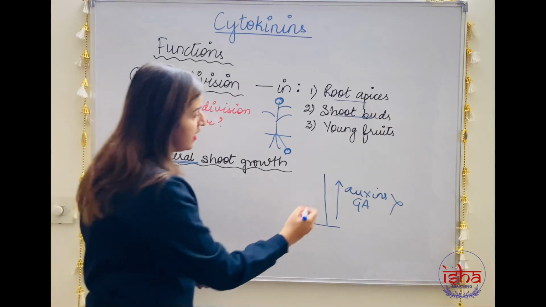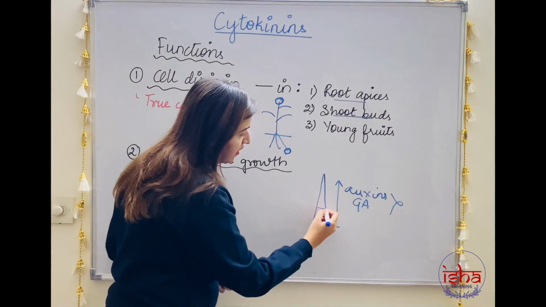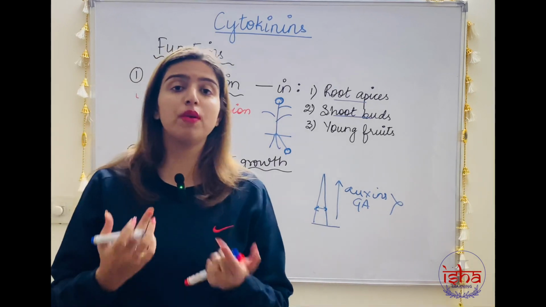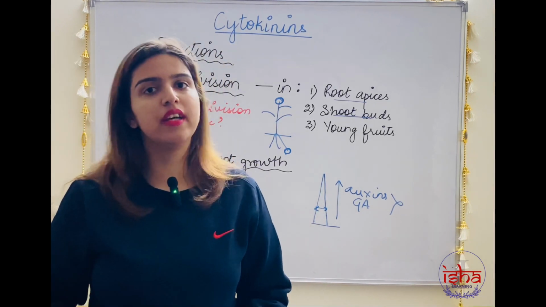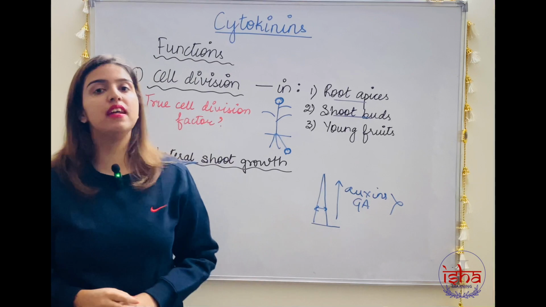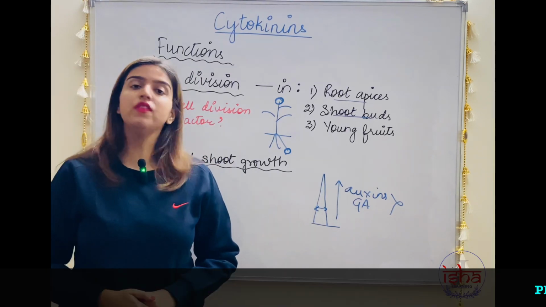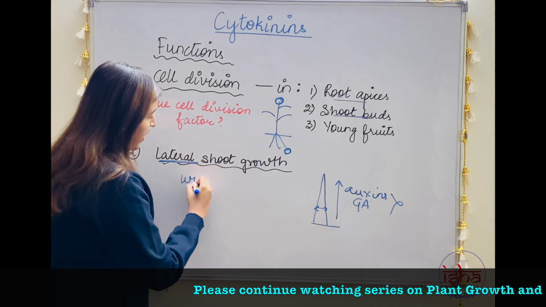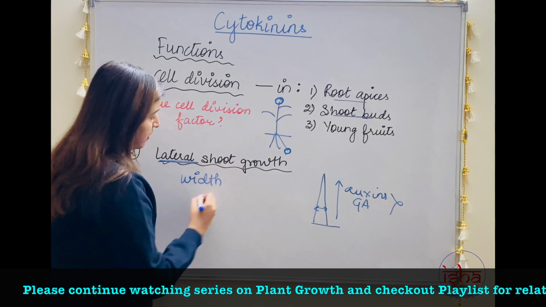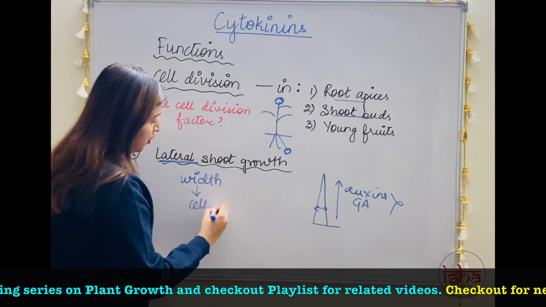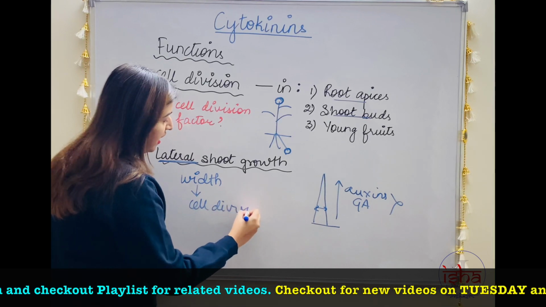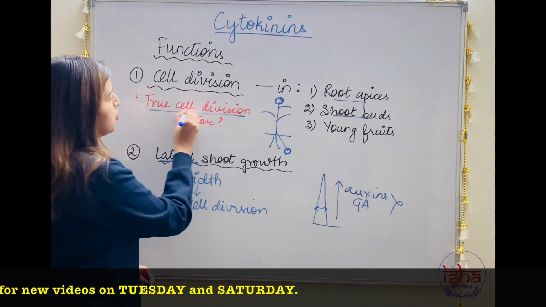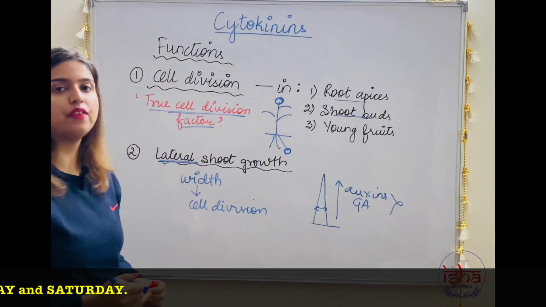But if the plant has to increase in width, it is not going to be by cell elongation, it is going to be by rapid cell division. And we know that rapid cell division is the function of cytokinins. So the cytokinins are going to help the plant gain width by cell division rather than cell elongation. So these are known as the actual or the true cell division factor.